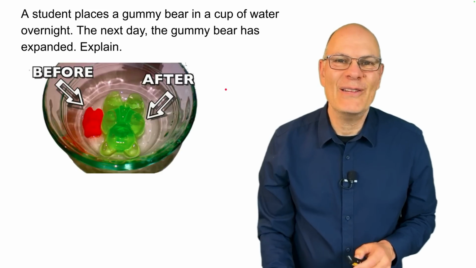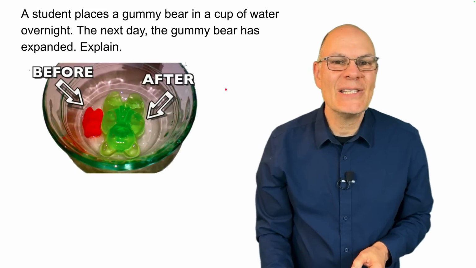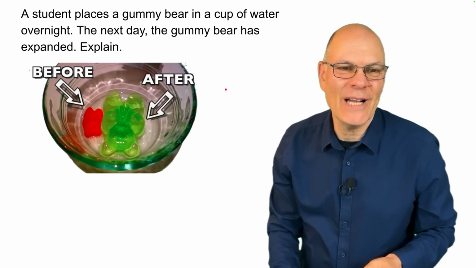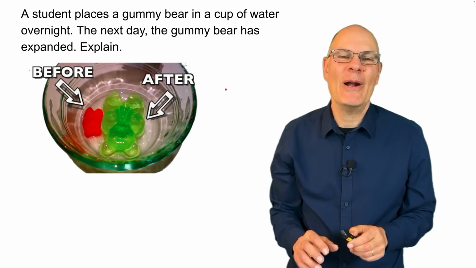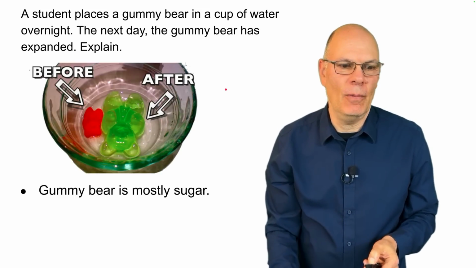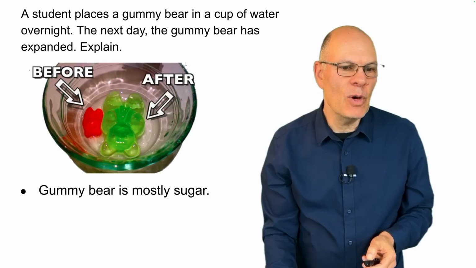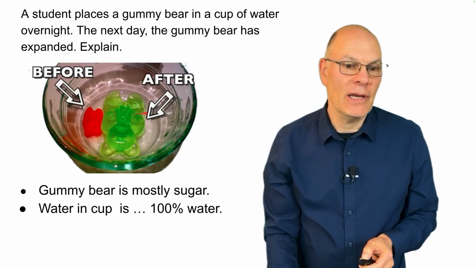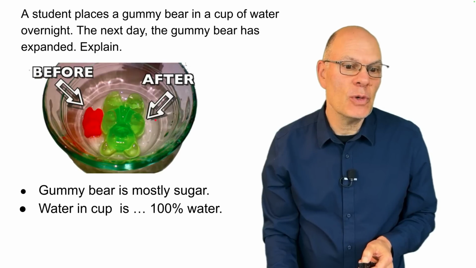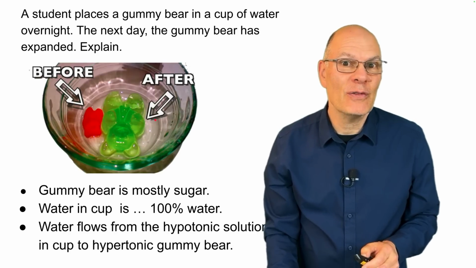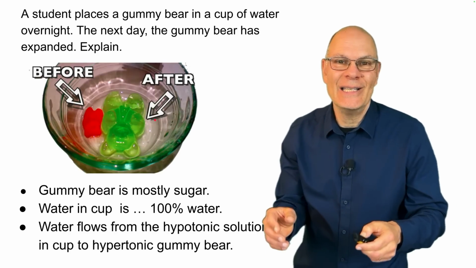Here's a fabulous and fun example. A student places a gummy bear in a cup of water overnight. The next day, the gummy bear has expanded. Explain. Well, the gummy bear is mostly sugar. The water in the cup is 100% water. Water always flows from hypotonic to hypertonic.